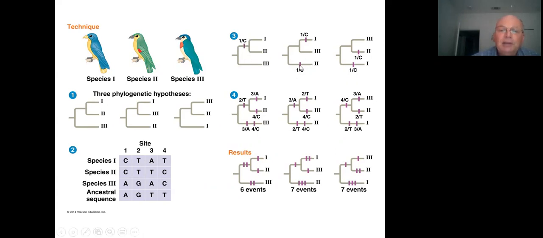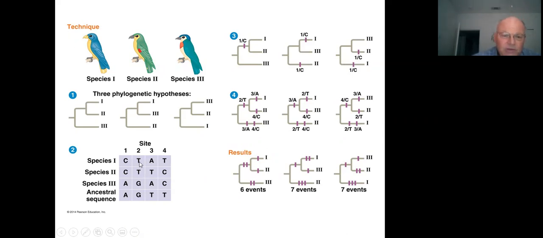On tree 2, because 3 and 1 share a common ancestry, that requires 2 mutations, one on the branch leading to 2 and one on the branch leading to 1. Again, the branch leading to 3 remains unchanged. On tree 3, again, we need to apply 2 changes, one on the branch leading to 1, one on the branch leading to 2, and the branch leading to 3 remains unchanged.